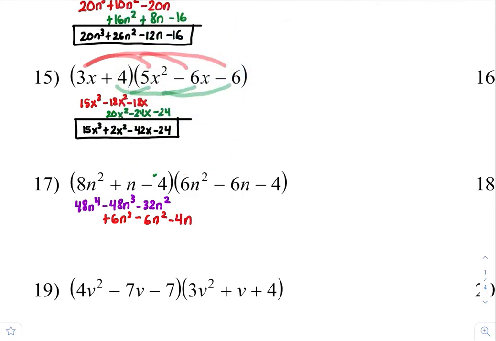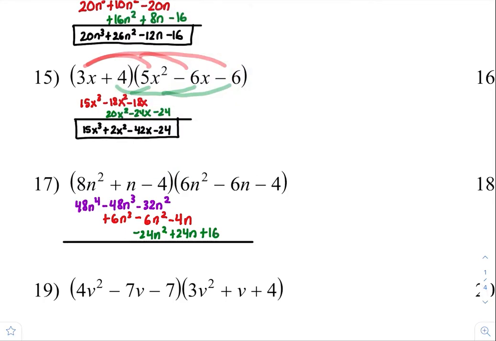And lastly, you guys, negative 4 to all of these. So negative 4 times 6n squared, you guys, is negative 24n squared. Negative 4 times negative 6n, you guys, plus 24n. Negative 4 times negative 4 plus 16.